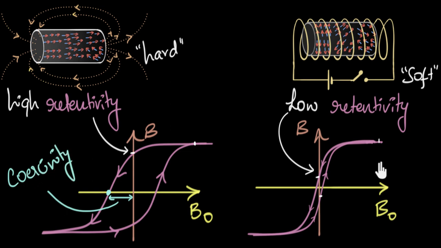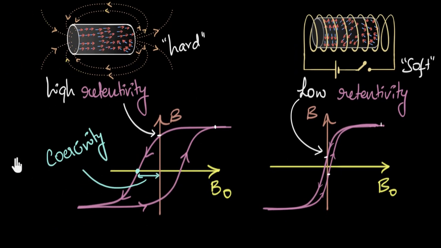Coercivity. And you can see that hard ferromagnets should have very high coercivity. Why? Because they should be hard to demagnetize, right? We want them to be permanent magnets. So if you keep them close to another magnet, we don't want its magnetism to change. And so we need this to be very large.